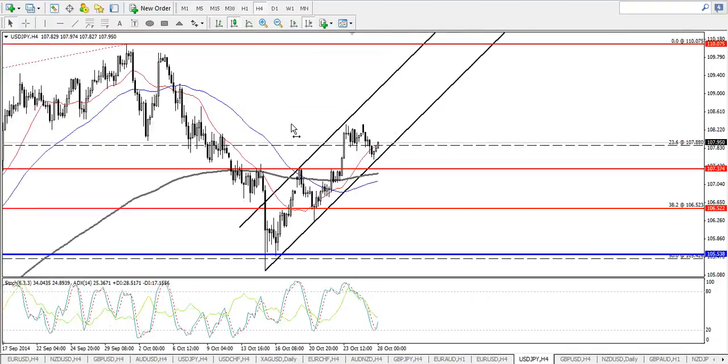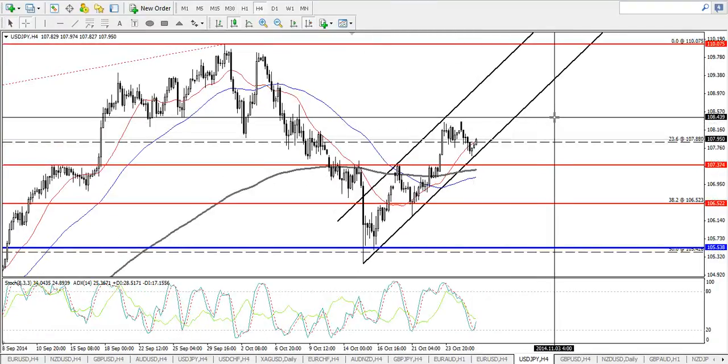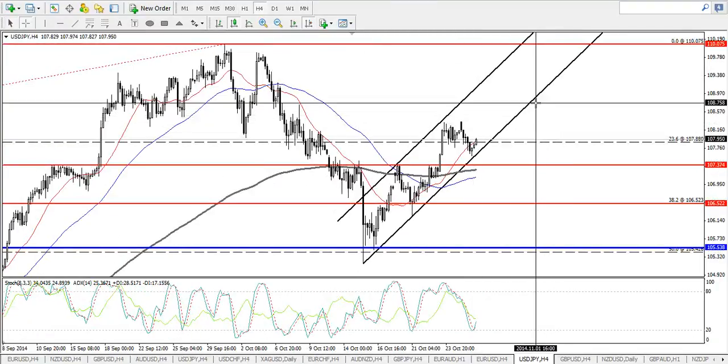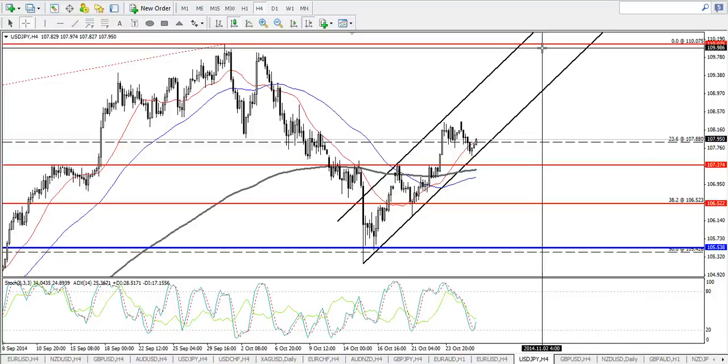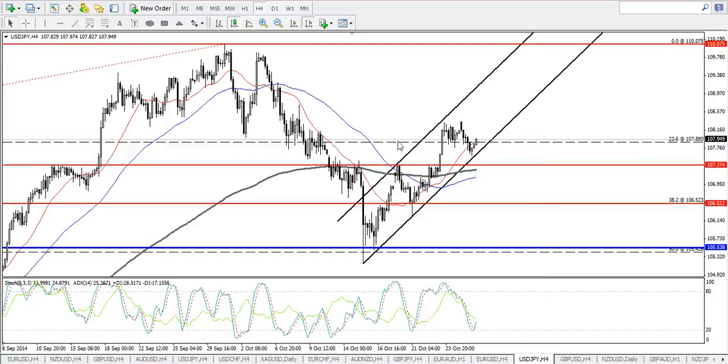Of course, if we're going to go for a long opportunity, I believe there is a very huge wave over here, all the way back to the previous high of 110. That's over 200 pips.